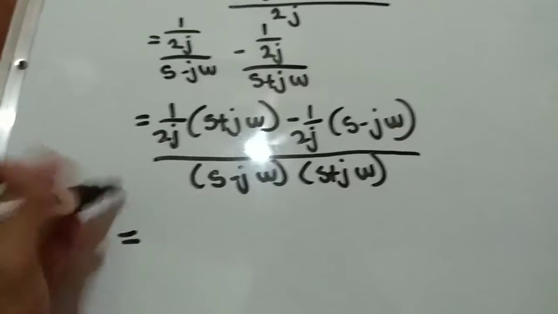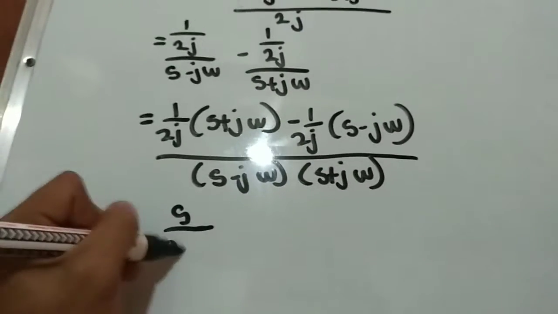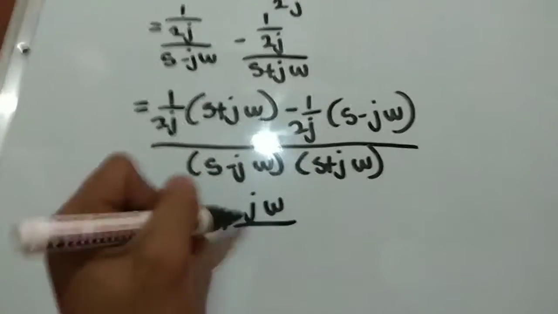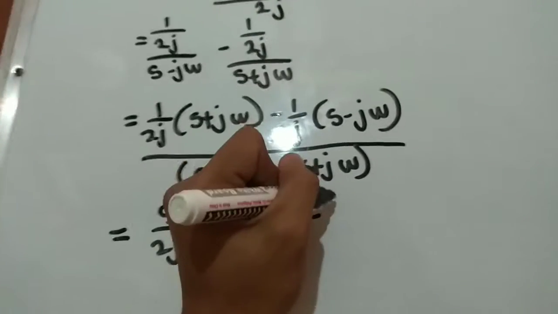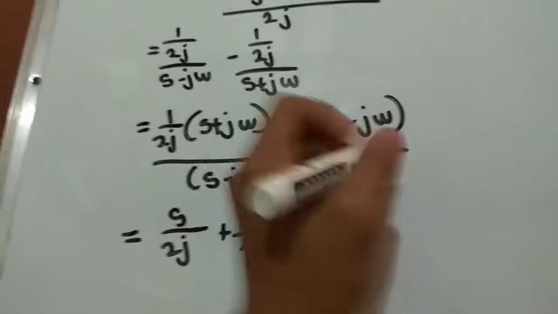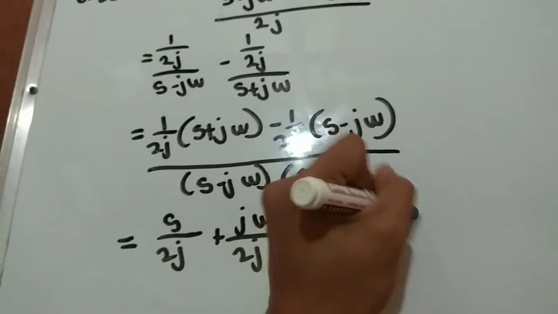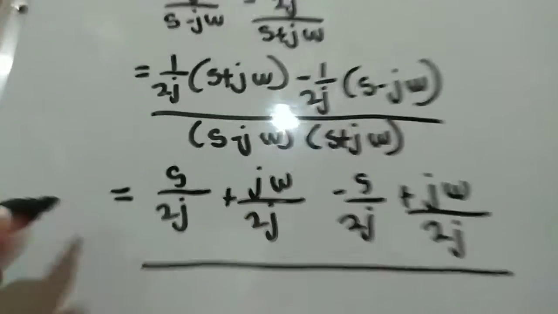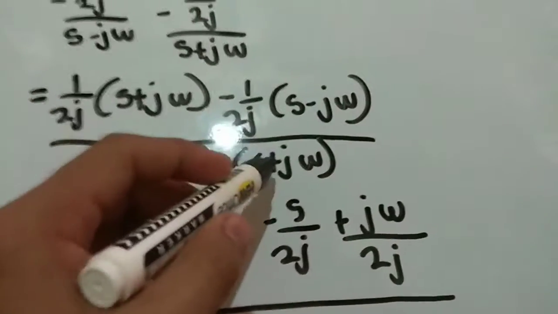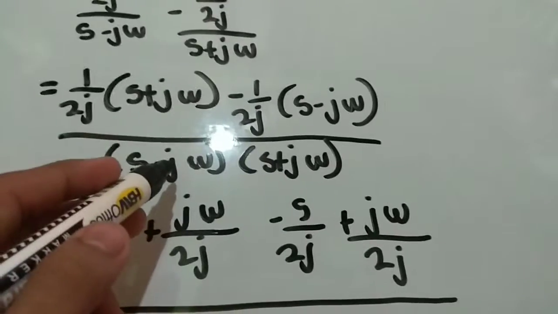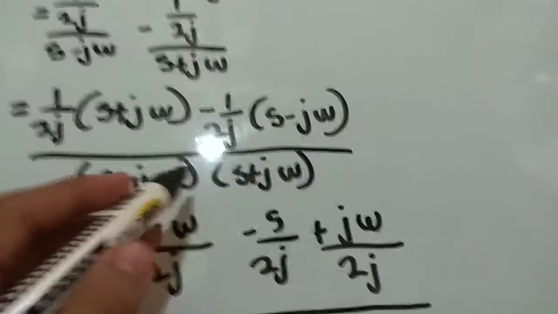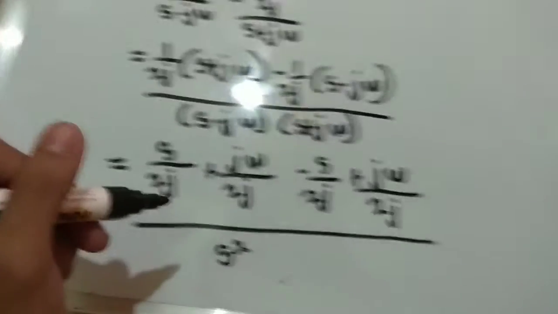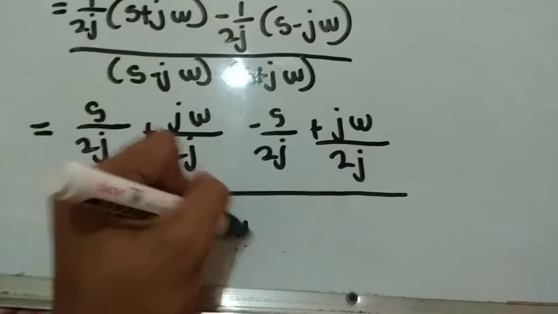Distribute the values. So s over 2j plus j omega over 2j, minus s over 2j plus j omega over 2j, all over s times s, which is s squared, and negative j squared, which is 1. So it's equal to s squared plus omega squared.